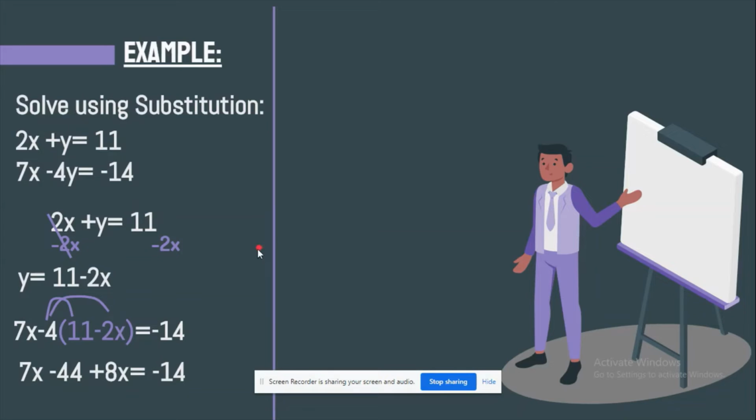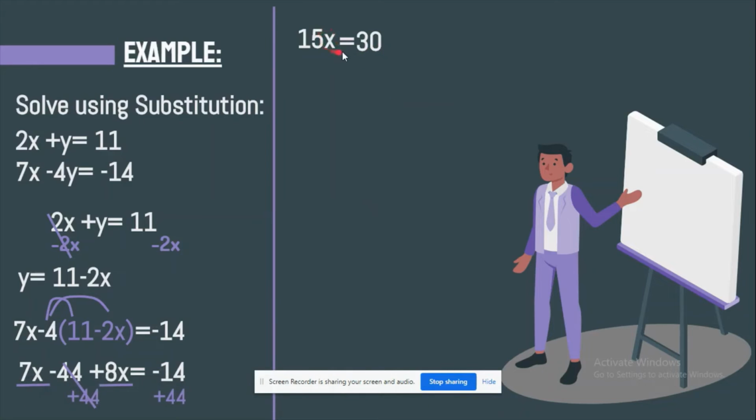So now what you're going to do is combine the like terms, which are 7x and 8x, and add them together, which gives you 15x. And now you're going to add 44 to both sides, as you can see here. So negative 44 plus 44 is 0. We can cancel that. And negative 14 plus 44 is, no, I'm sorry, not plus. You're going to subtract it. It's like 44 minus 14, you don't count the negatives, which is 30.